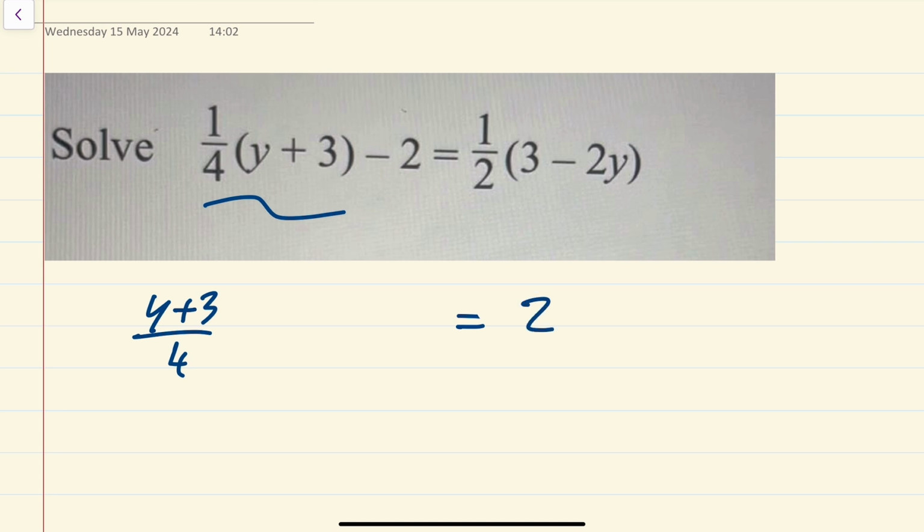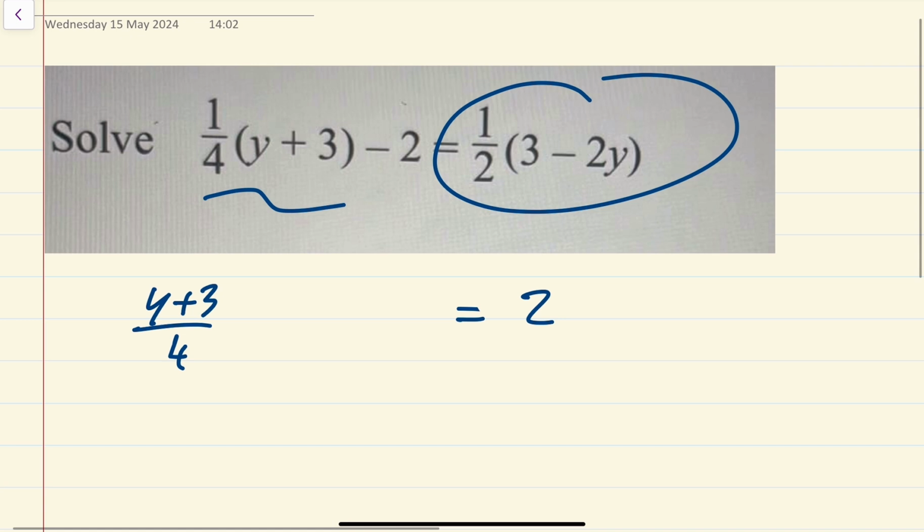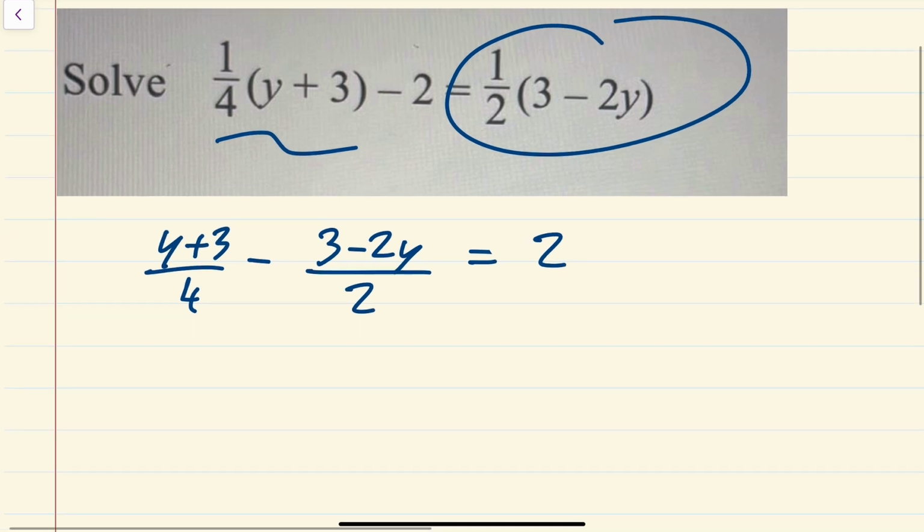and it becomes positive 2, and then this thing comes across to the left hand side and I'm going to write it as 3 minus 2y all over 2. And that would also be negative. Now what I want to do is take a common denominator.